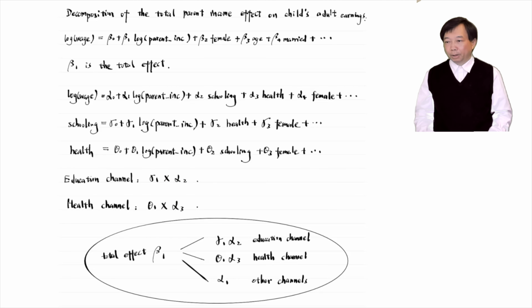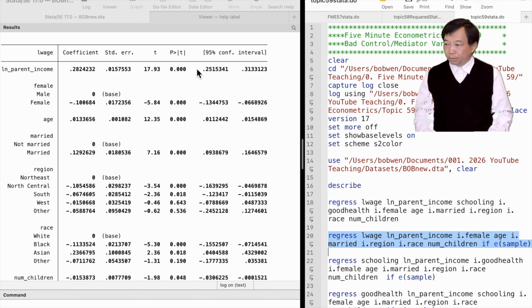We can calculate those effects manually. The total effect of parents' income on their children's adult earnings is 0.282. This means if parents' income increases by 10%, their children's future earnings will increase by 2.82%.